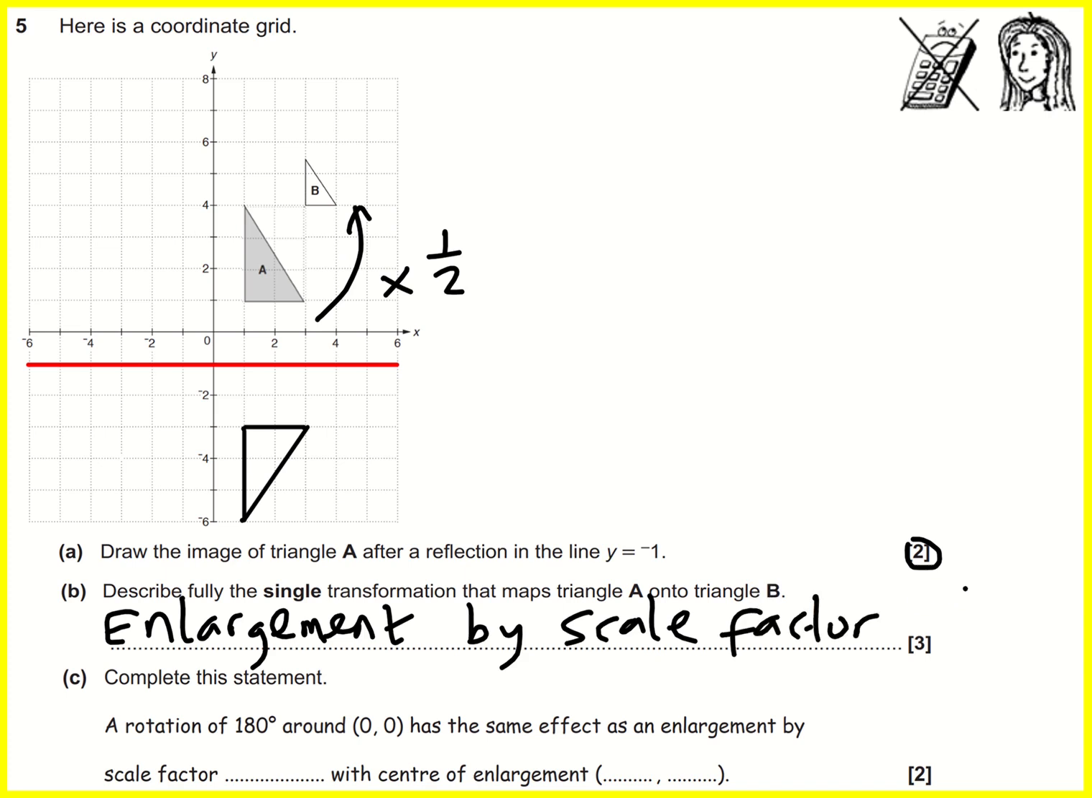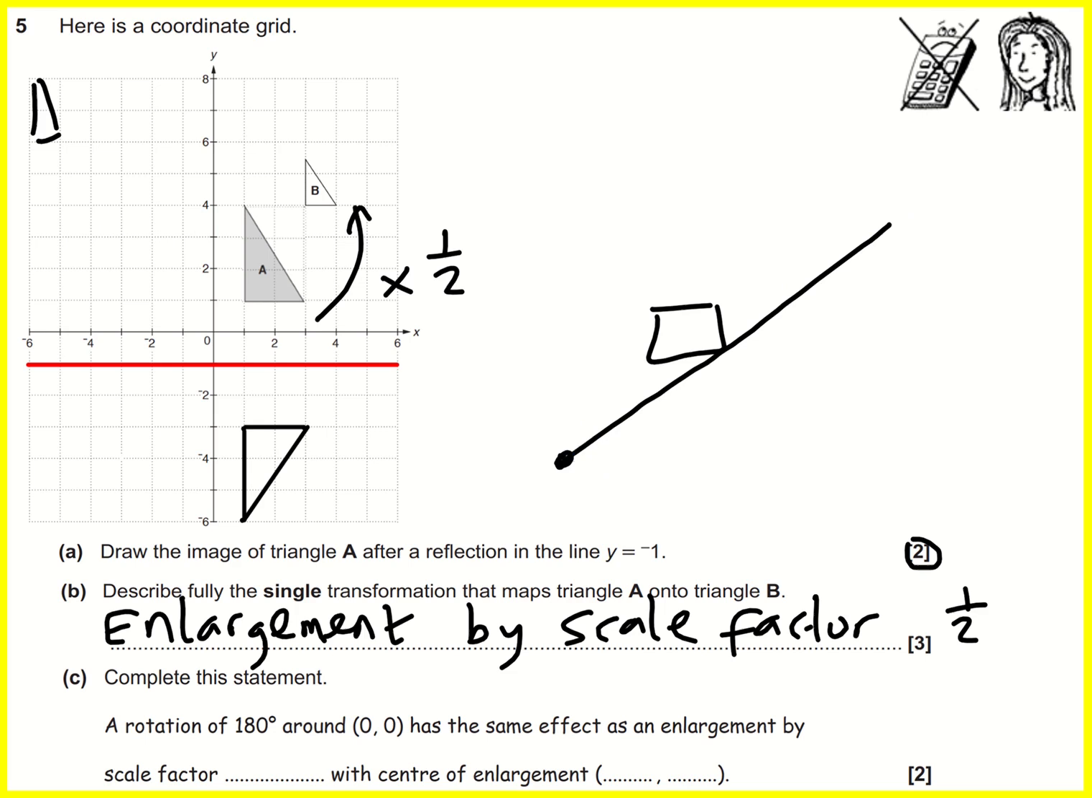Or words to that effect. Just the last thing is the centre of enlargement, because this triangle up here is also an enlargement by a scale factor 1/2. So why has it ended up here? Well, let's just take a quick recap. If we're doing an enlargement and we're given the centre of enlargement, what you do is you draw ray lines, and if I was doing a scale factor 2, instead of going that distance, I'd go twice that distance, or equivalently, instead of counting along the squares, I'd count along twice as many squares.